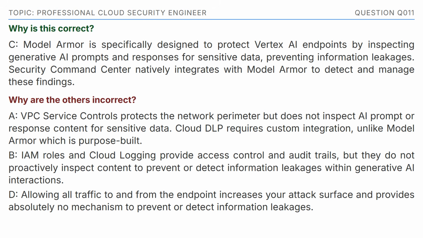Why are the others incorrect? A. VPC Service Controls protects the network perimeter but does not inspect AI prompt or response content for sensitive data. Cloud DLP requires custom integration, unlike Model Armor, which is purpose-built. B. IAM roles and Cloud Logging provide access control and audit trails, but they do not proactively inspect content to prevent or detect information leakages within generative AI interactions. D. Allowing all traffic to and from the endpoint increases your attack surface and provides absolutely no mechanism to prevent or detect information leakages.